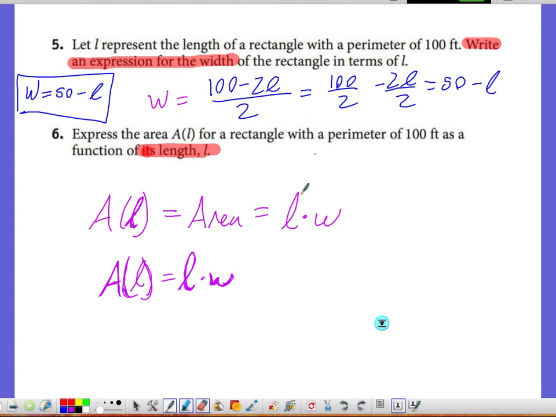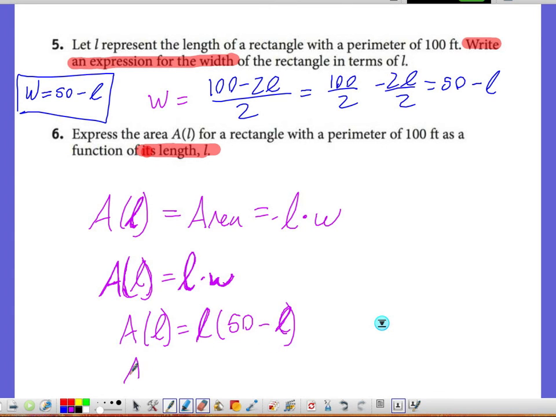Well, take a look at this. W is equal to 50 minus L. So, couldn't I just go ahead and replace W with 50 minus L? And now, does this make sense? Did I write a function where the independent variable is L and only L? Here I have L, and I don't have W anymore. I have L again. Yes, this is what I want.